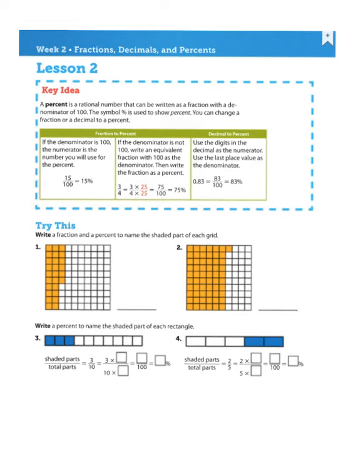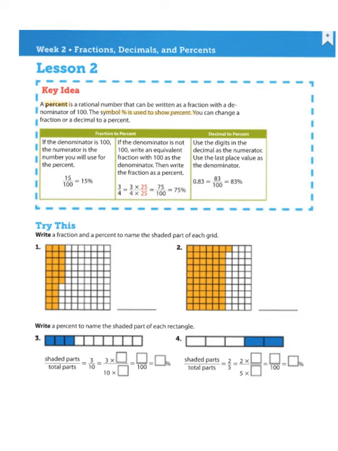In week 2, lesson 2, we're going to talk about percents. In your key idea, it says a percent is a rational number that can be written as a fraction with a denominator of 100. The symbol percent is used to show in percent. You can change a fraction or a decimal to a percent.